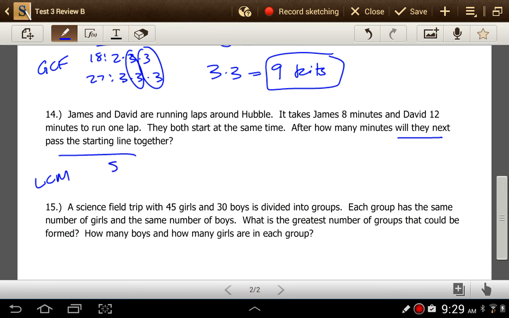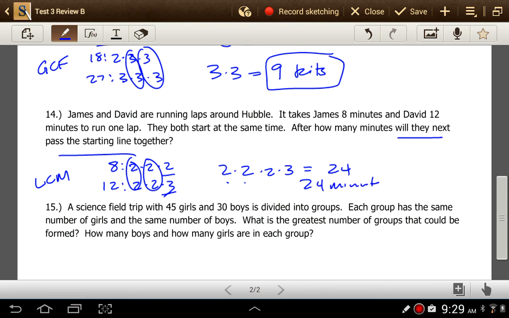So I'm going to do the LCM of 8 and 12. So 8 is 2 times 2 times 2. 12 is 2 times 2 times 3. Okay, and then you are going to find out what they have in common. They have a 2 in common. They have another 2 in common. So that's 2 times 2. And then you multiply what is left over, 2 times 3. Okay, so this is what they had in common, the first 2's, and then times what's left over for LCM. And when you multiply those, you are going to get 24. So in 24 minutes, they will meet up again.